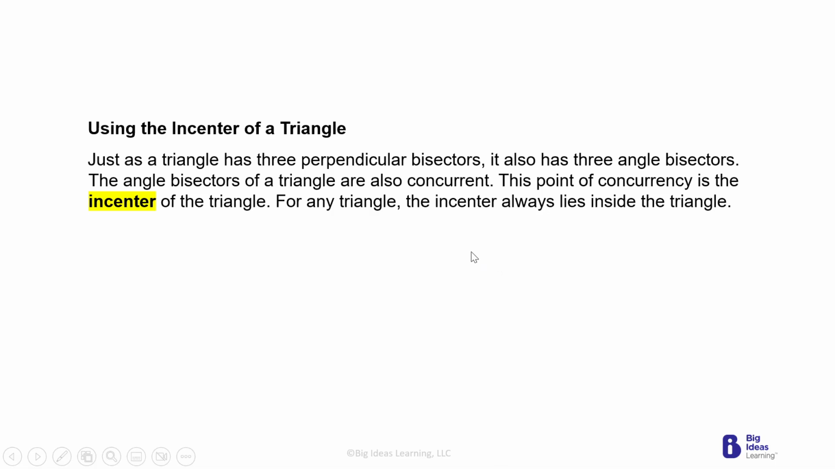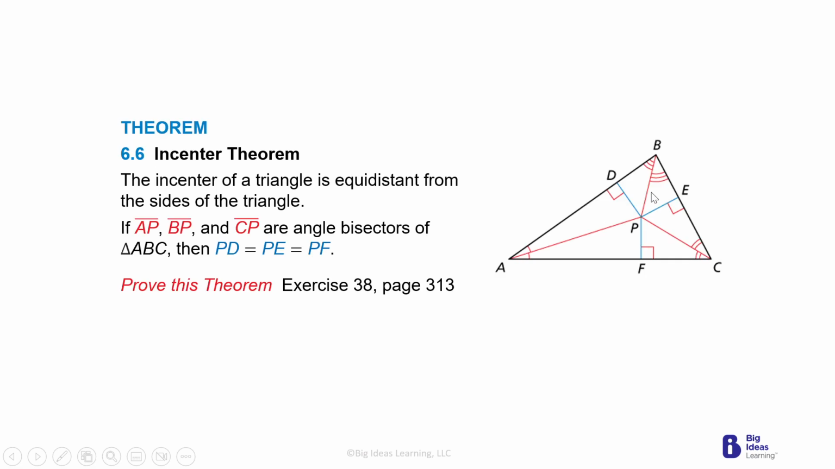So an incenter, as you recall, the circumcenter was when we took all of the perpendicular bisectors and we found where they met. Now we are going to find the angle bisectors. The angle bisectors of a triangle are also concurrent. This point of concurrency is called the incenter of the triangle. For any triangle, the incenter always lies inside the triangle. This is what it looks like.